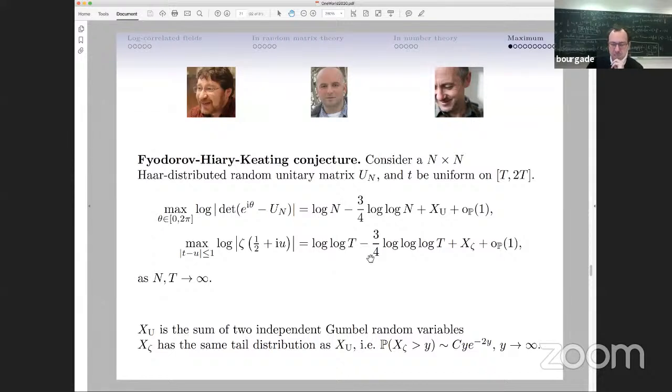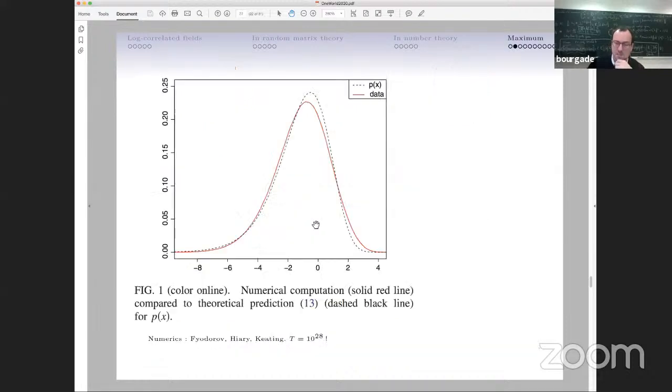And this maximum is supposed to behave like the log-correlated family we have seen. We have a leading order term minus 3/4 of log log T, plus a random variable, which supposedly is in the shifted Gumbel family. In particular, it has a tail of this type. But the way they obtained the conjecture was not by doing the log-correlation analogy with branching Brownian motion. They obtained the analogous conjecture for random matrices by a method of moments, and then they argued that it should be a similar type of behavior.